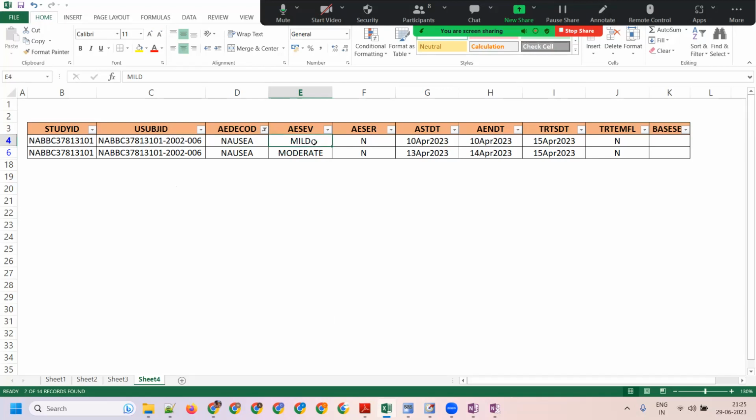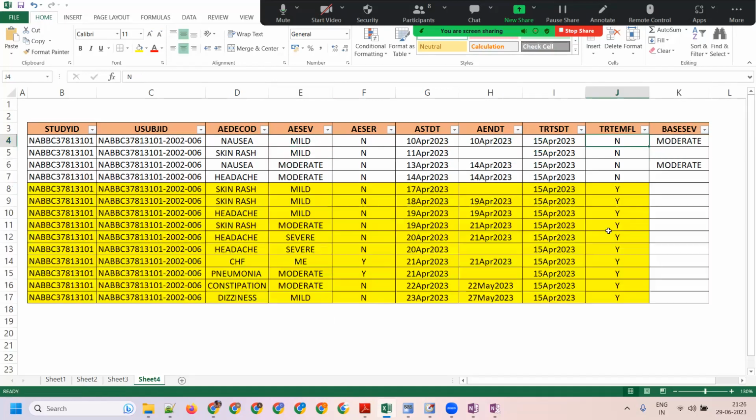Once the severity is mild, another time the severity is moderate. Which is going to be the severe one? Moderate. So in the pre-treatment period, the severity is moderate. That is my base severity. Does everyone accept or not? Team, yes or no?